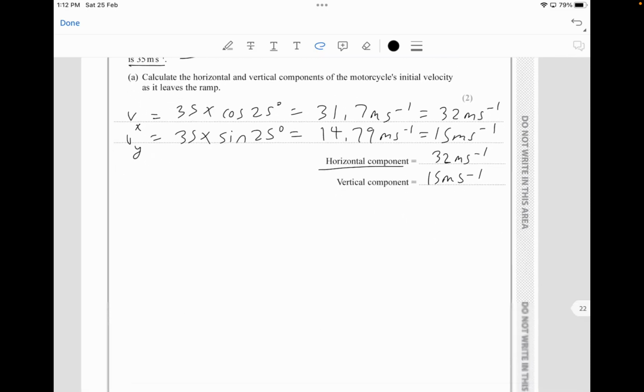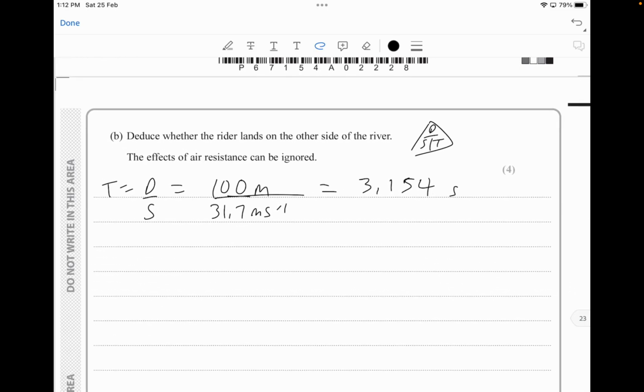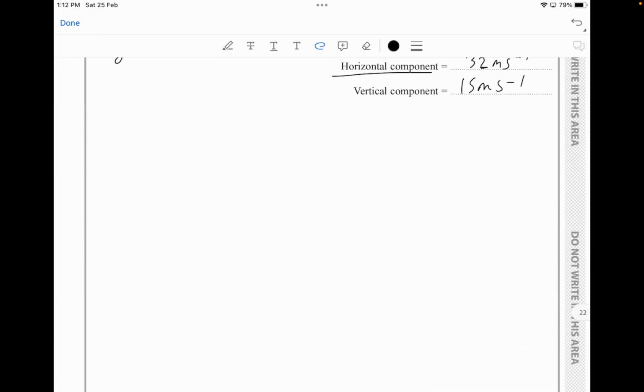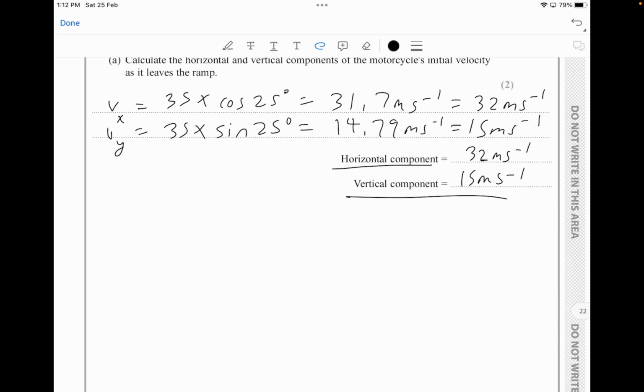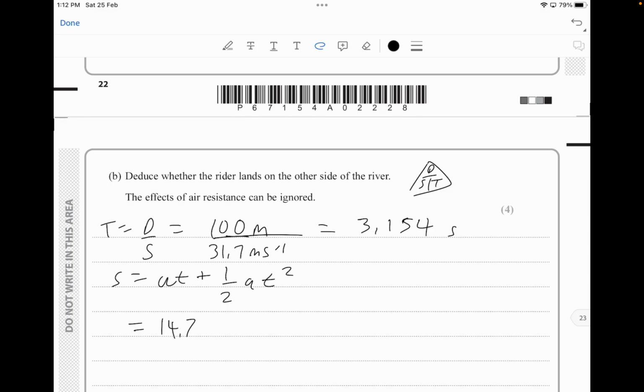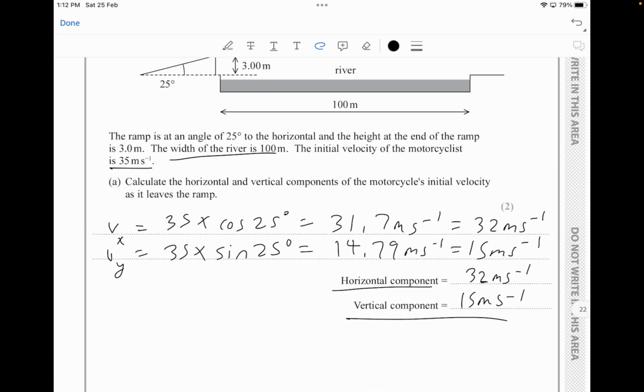One of them is going to be in your formula sheet. So it's going to become s equals ut plus half at squared. In this case, we're using the vertical displacement. So the speed is going to be the vertical component of velocity, which we get from the vertical component speed: 14.79.